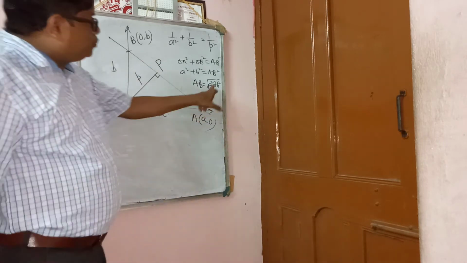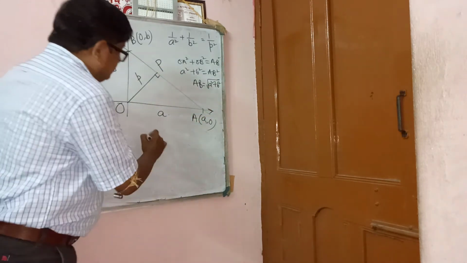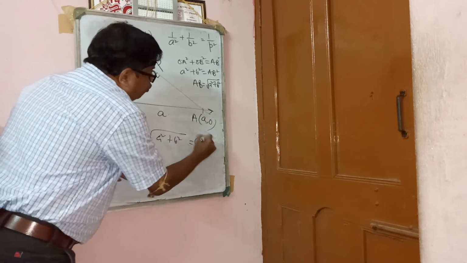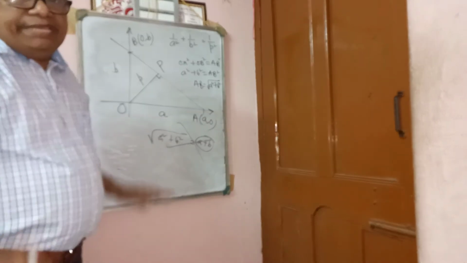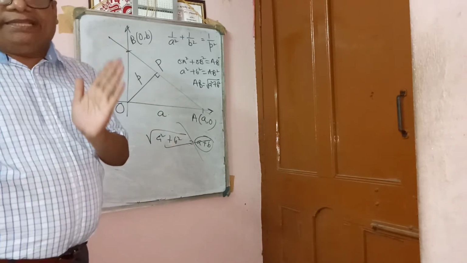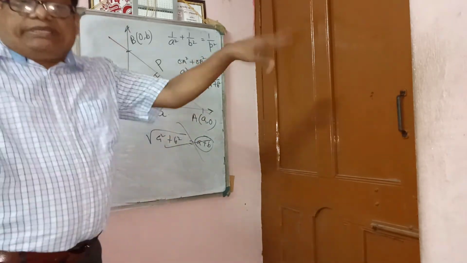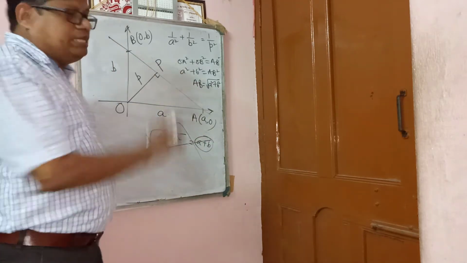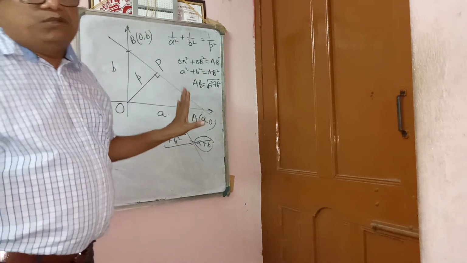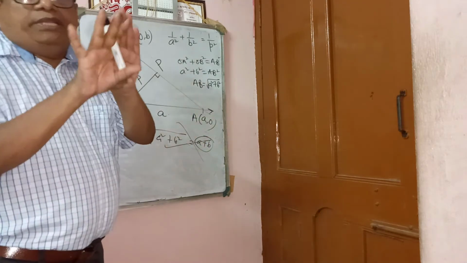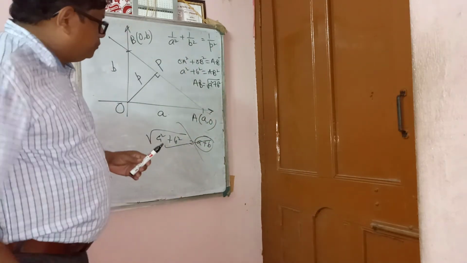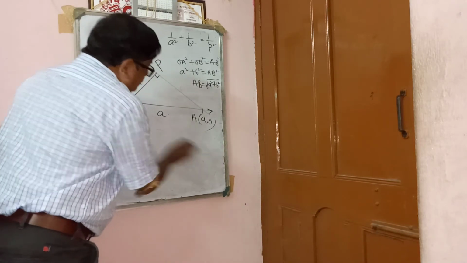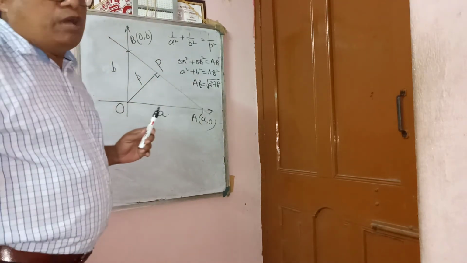Here, most students make mistakes. They write root of a square plus b square as a plus b. Don't write it wrong. If it is only root a square, then you can write a. But if there is a sum inside, don't write a plus b. So root a square plus b square stays the same, no change. Okay, my dear students. Now, see, the area of the triangle, all of you know, is half base into height.